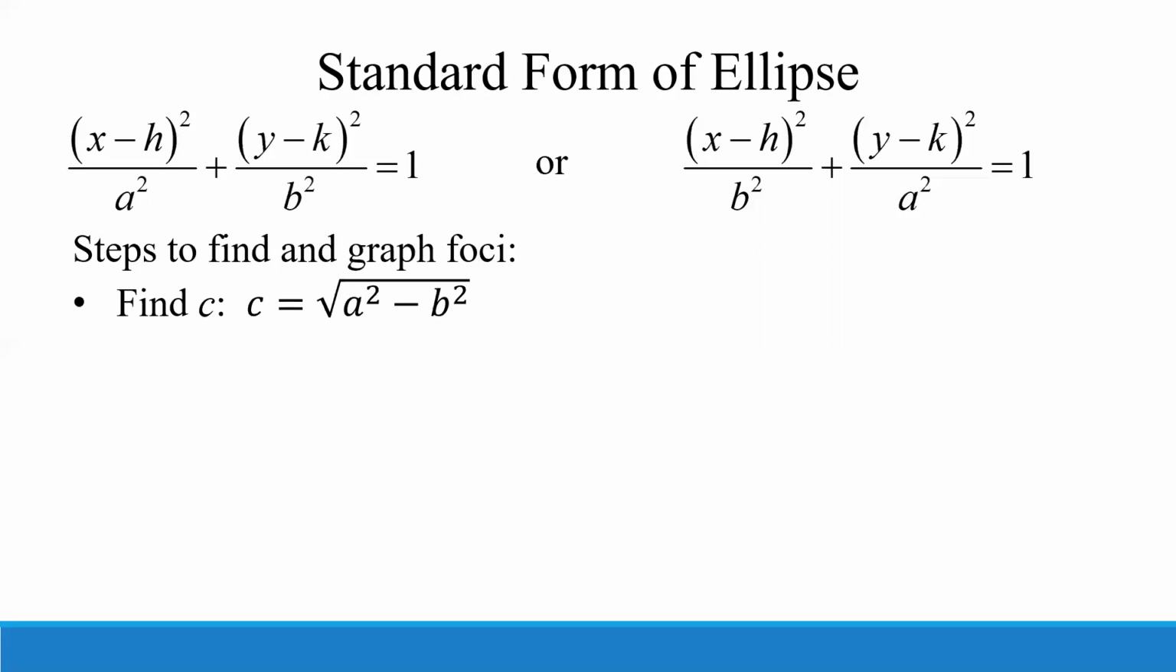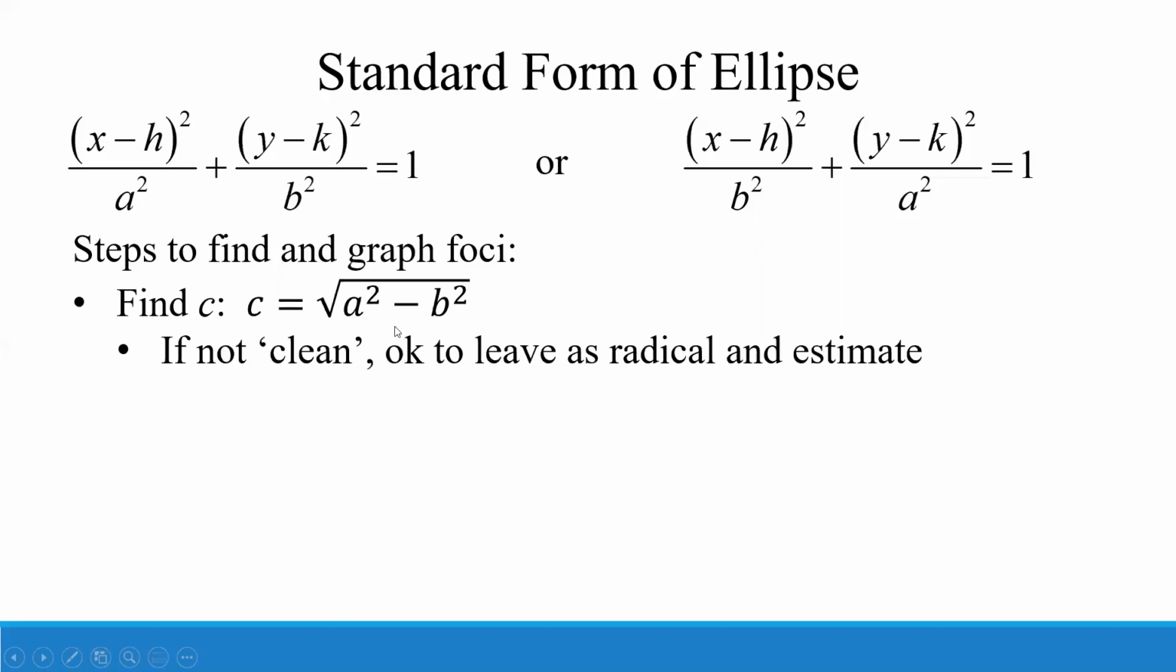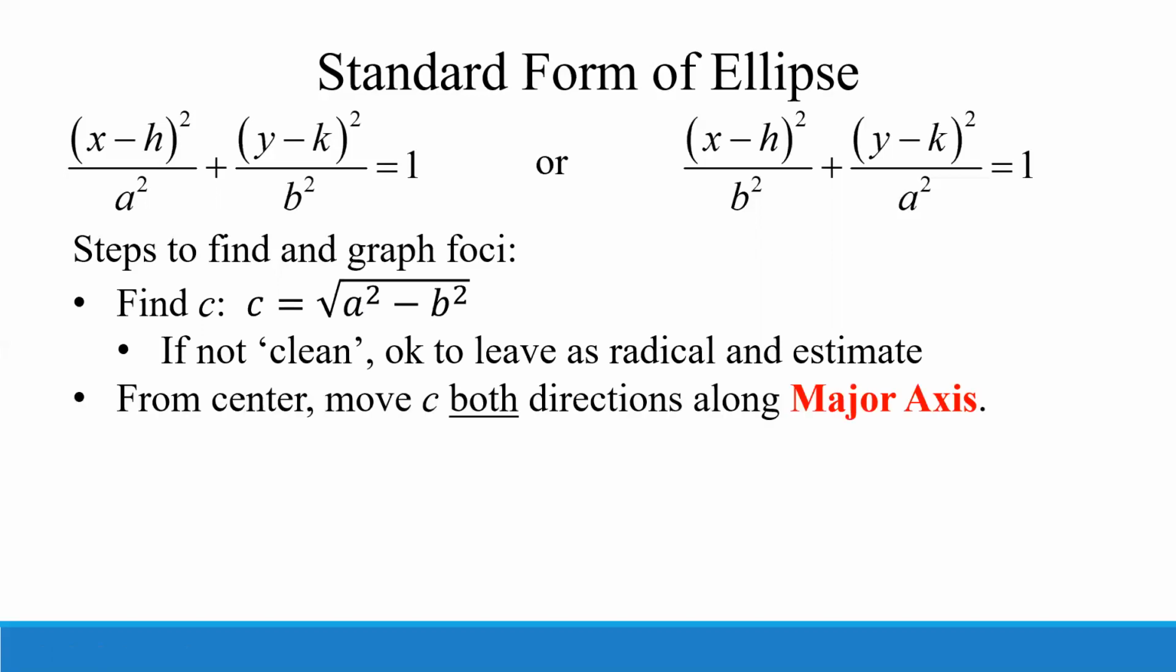But it's always going to be, you're going to find c by the square root of a squared minus b squared. Okay, make sure it's just that minus sign, and make sure the bigger number goes first. A lot of times these are not going to be clean square roots. It's okay to leave it as a radical or estimate as a decimal. Either one would be okay.